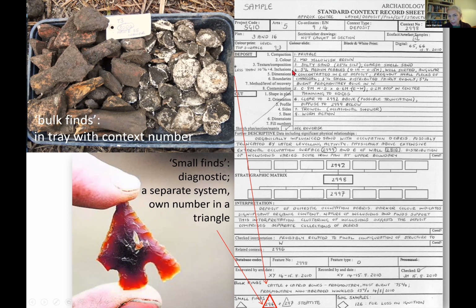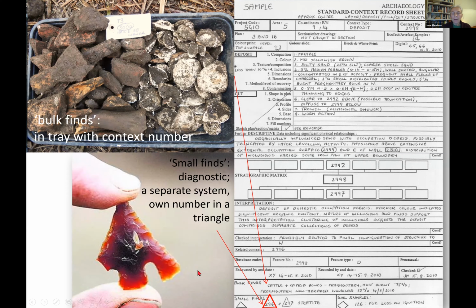But you can see on this form at the bottom here, it says bulk finds, and it gives a detail of the finds that were collected. It's not actually this tray, and the sort of proportion of finds there are in the context and the sort of condition that they're in.